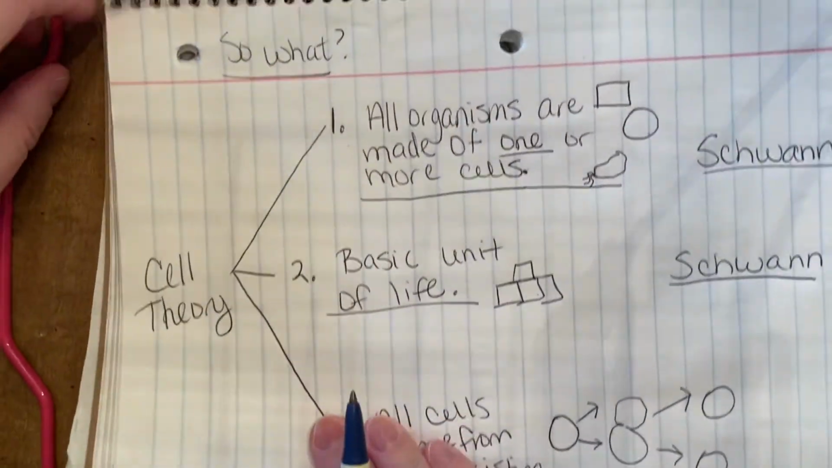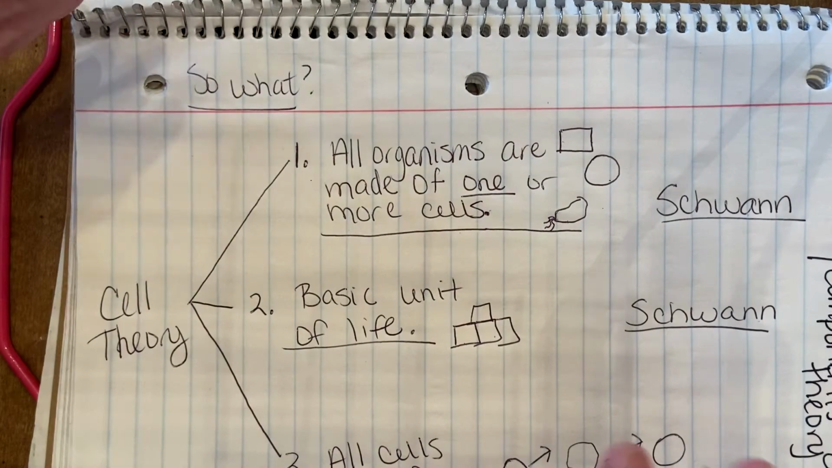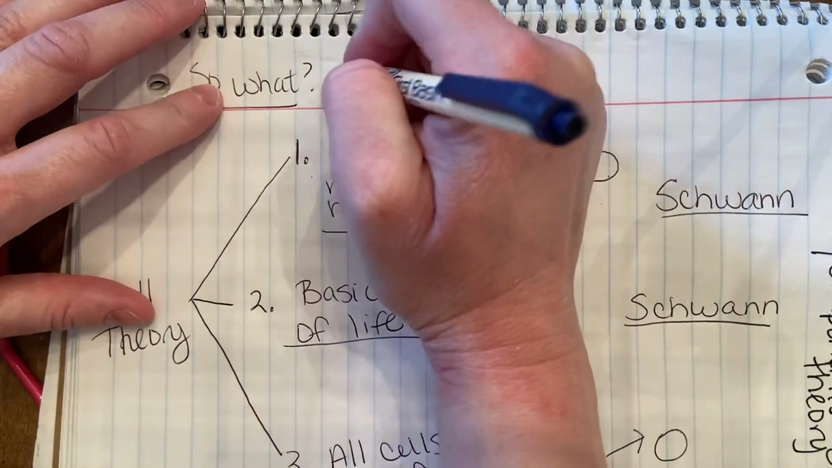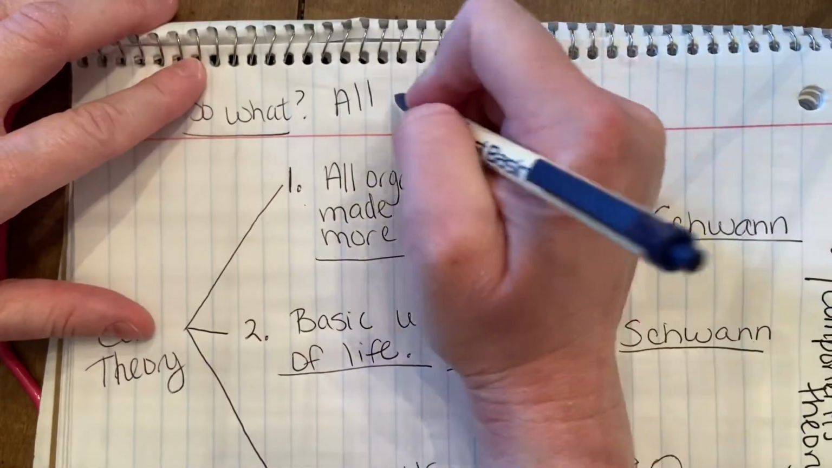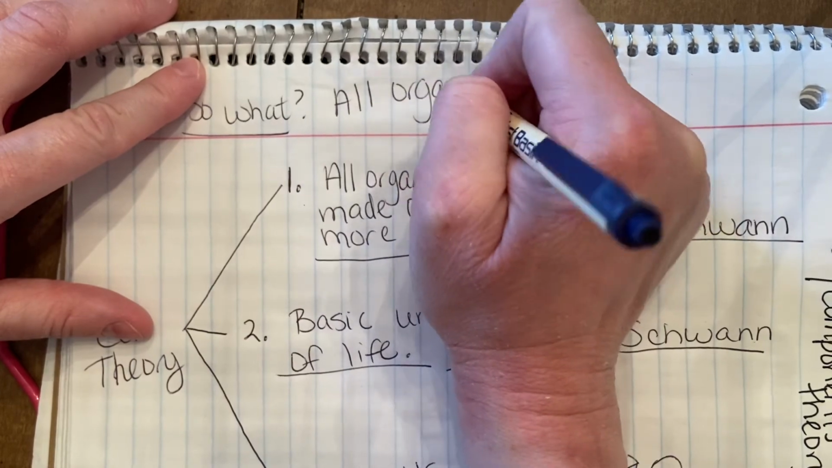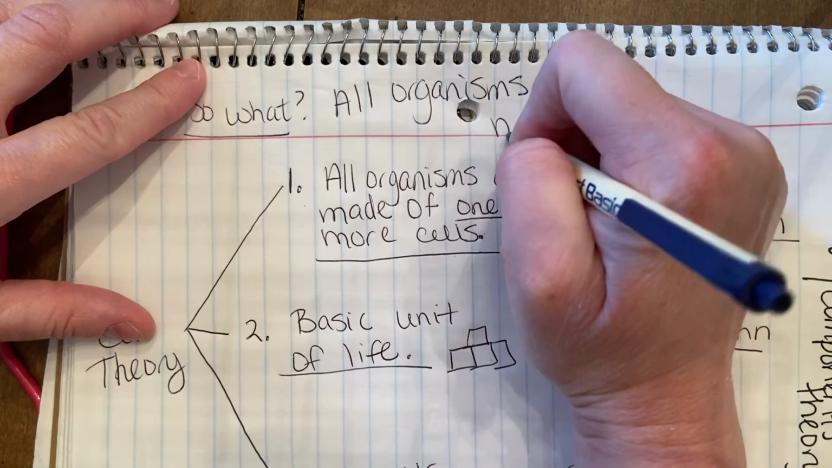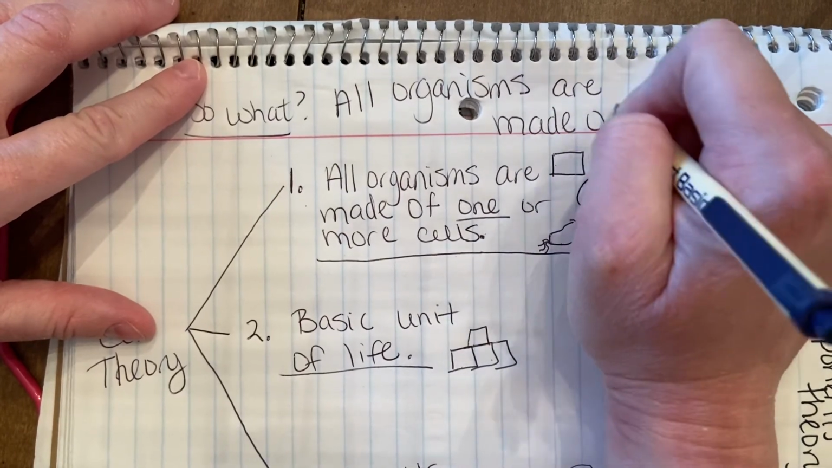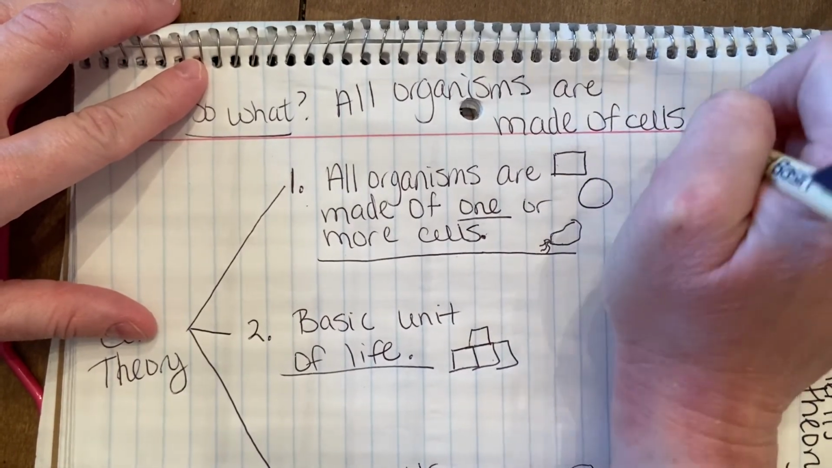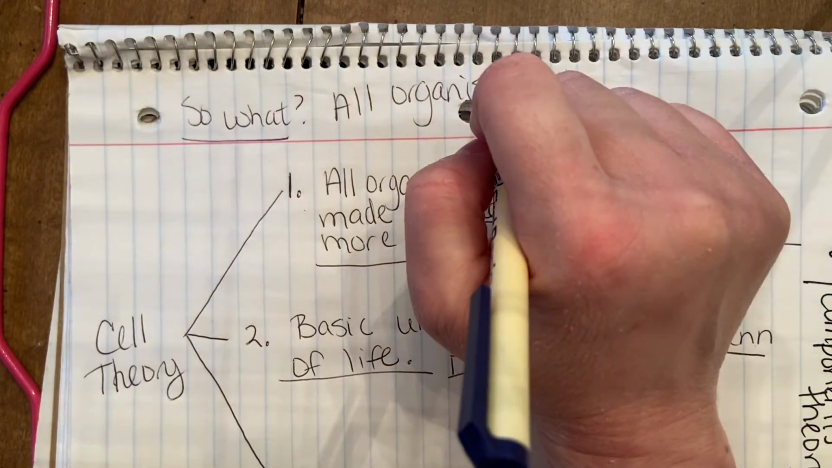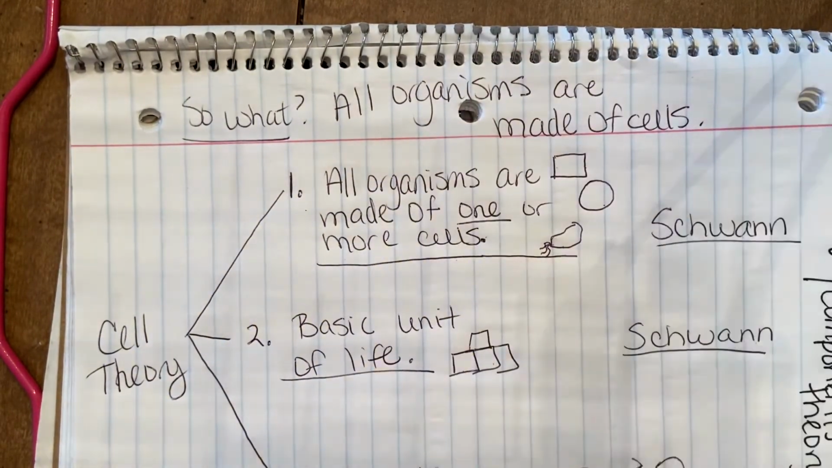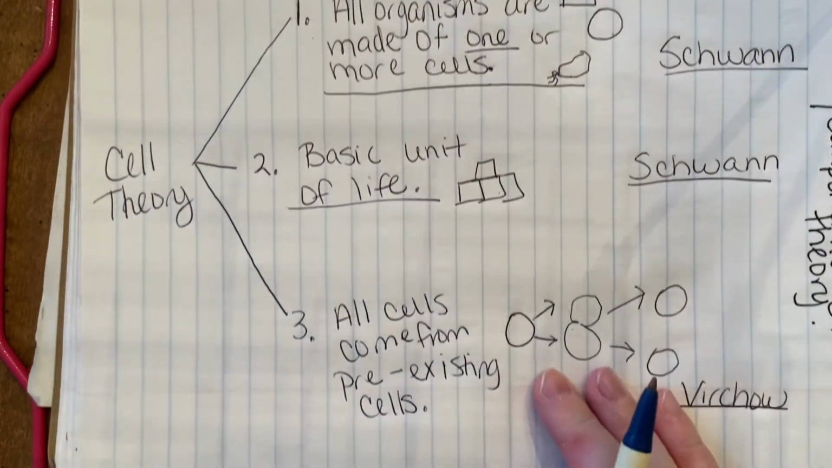So let's do our so what statement. Like, what does this all mean? What is this about? Okay, we know that all organisms are made up of cells. Okay, so like plants and animals are made up of cells. Bacteria is one cell. Okay, that's a prokaryotic cell.